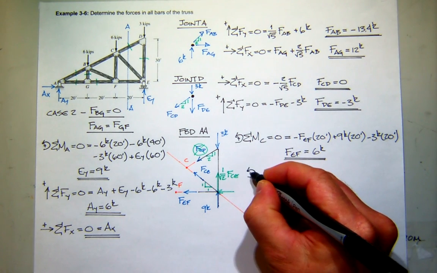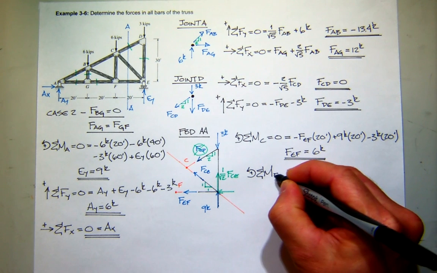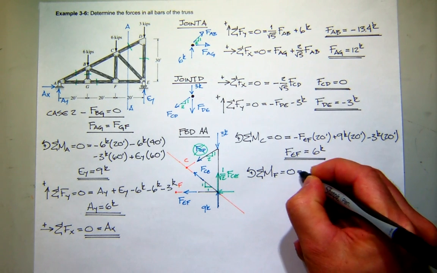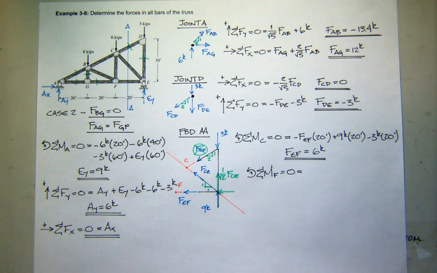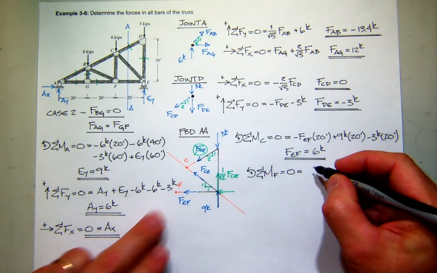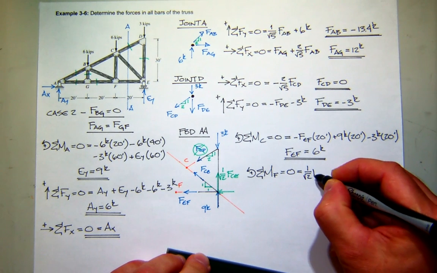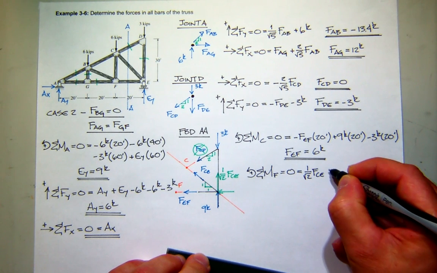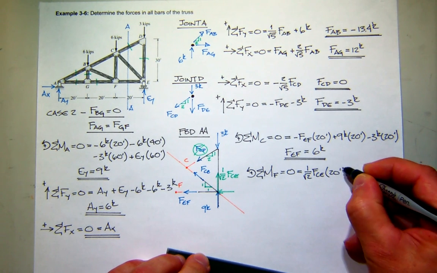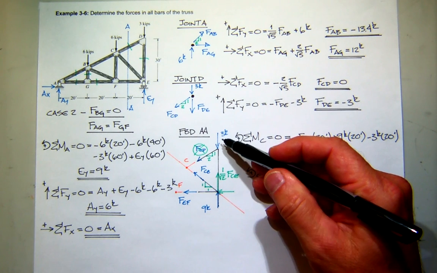So if I sum moments about F, what do I get? Well, about F, my y component creates positive moment. What's the moment arm? 20. And then what else creates moment? The 9 kip and the 3 kip.